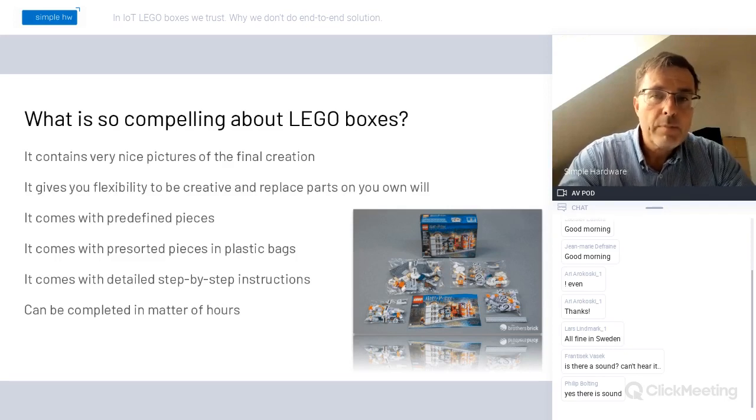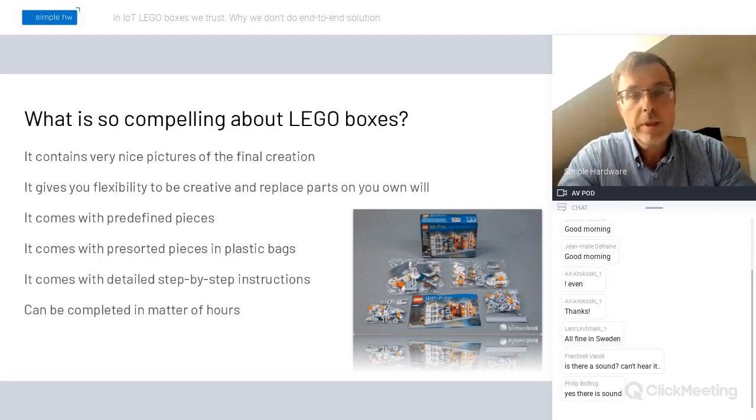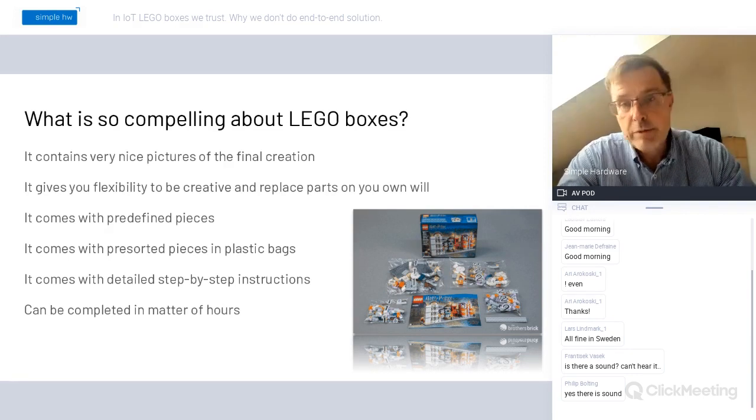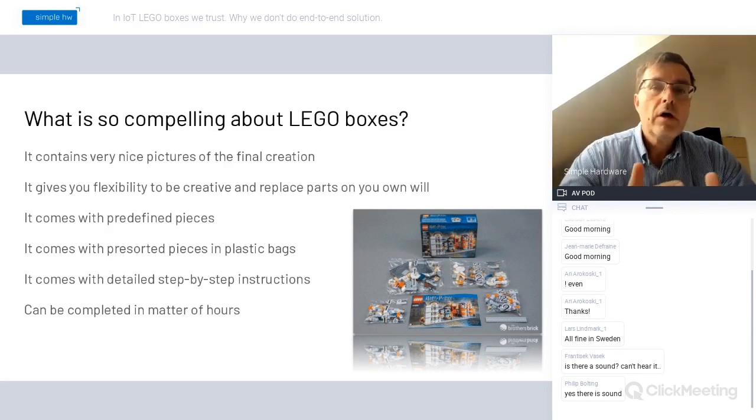The other thing that is important is that it gives you flexibility. Even if you don't want to use a particular part, you want to be creative, you can do it. You can add your own bricks, you can add your own fantasy, and you can replace parts at your own will. And also you can recycle the parts. If you don't like the object on the picture, you can later reuse the Lego bricks.